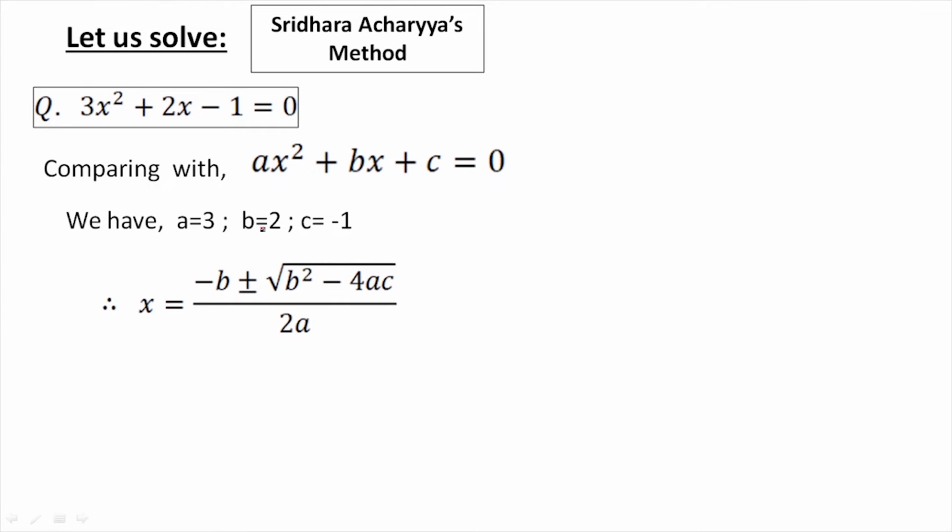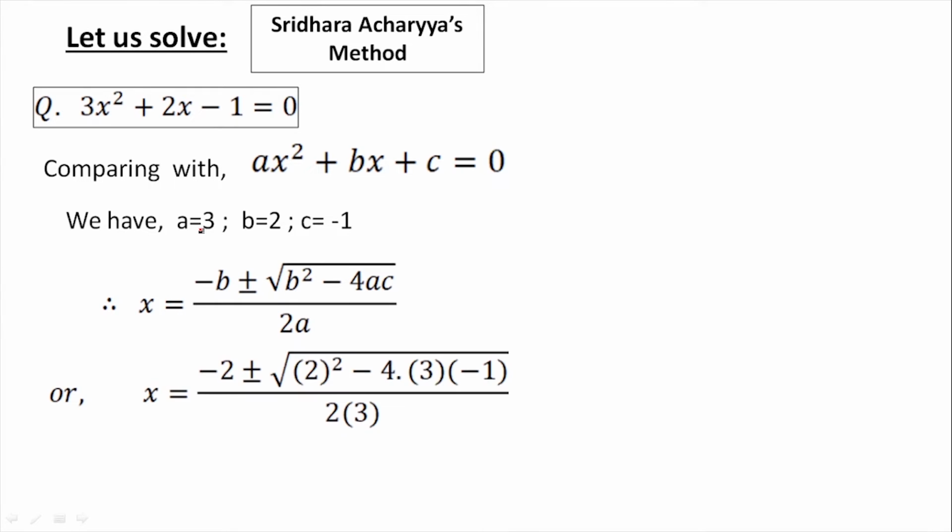So minus b: in place of b we'll write 2. b square is again 2 square. 4, what is a? a is 3, c is minus 1, and 2 into a is 2 into 3. So this is what we get. Minus 2, the value of b is 2, so b square is 2 square, and 4ac is 4, a is 3, c is minus 1, and 3. Whenever you replace these values, always try to use a bracket. Why? Because it reduces the possibility of making any error.